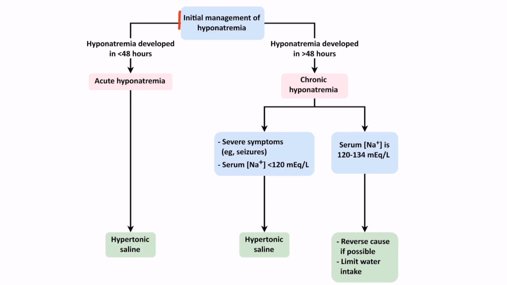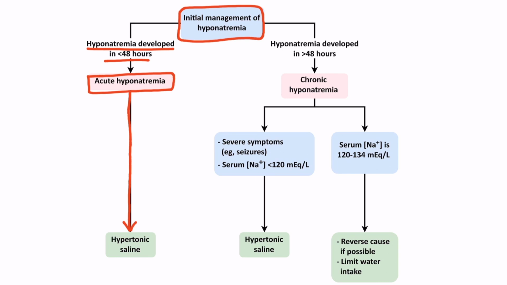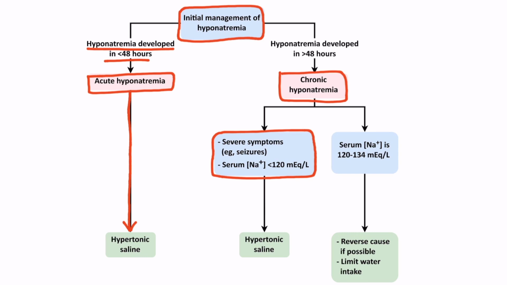For the initial management of hyponatremia, we need to identify if it is acute or chronic. In acute hyponatremia, which is developed in less than 48 hours, we administer hypertonic saline. In chronic hyponatremia, if there are severe symptoms such as seizures or serum sodium is less than 120, we also need to administer hypertonic saline. On the other hand, if serum sodium is more than 120 in chronic hyponatremia, then limiting water intake and reversing the cause is typically sufficient.